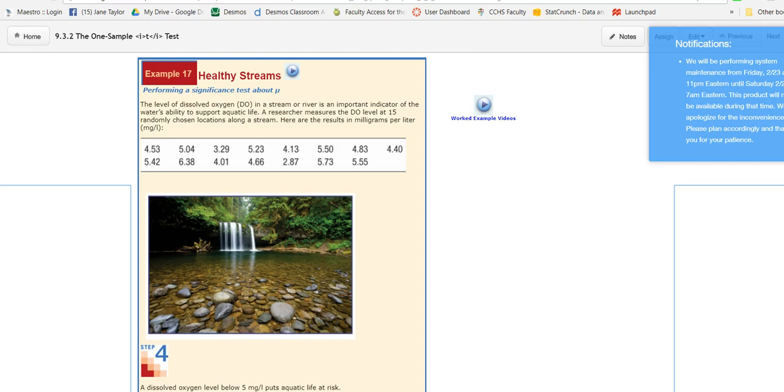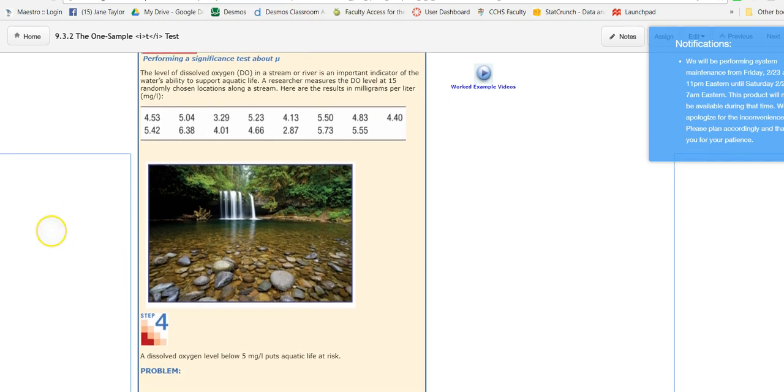In this video, we're going to give TI-Nspire instructions for doing a t-test for the mean, for looking at a population mean. Okay, so we have here the level of dissolved oxygen, abbreviated DO, in a stream or river is an important indicator of the water's ability to support aquatic life. A researcher measures the DO level at 15 randomly chosen locations along a stream. Here are the results in milligrams per liter.